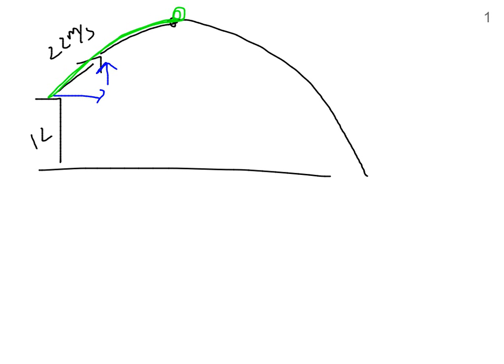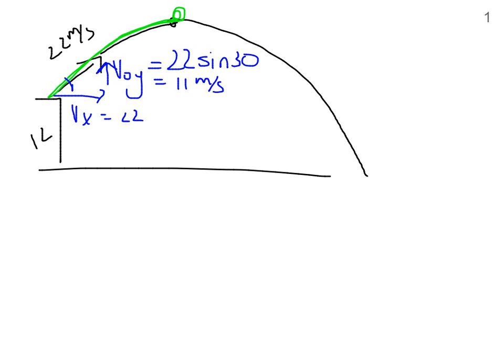But before I do that, the very most important thing is I need to find the components of this initial velocity. The angle in here is 30 degrees, so v naught y is going to be the hypotenuse times the sine of the angle, which gives me 11 meters per second. Vx is going to be the hypotenuse times the cosine of the angle, which gives me 19 meters per second.